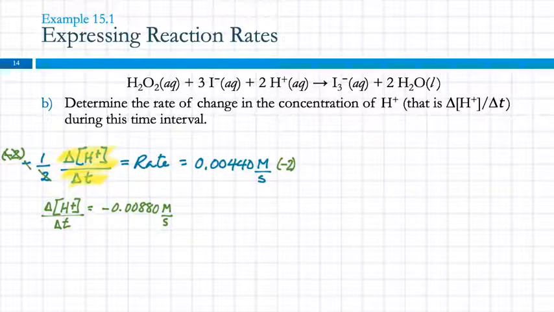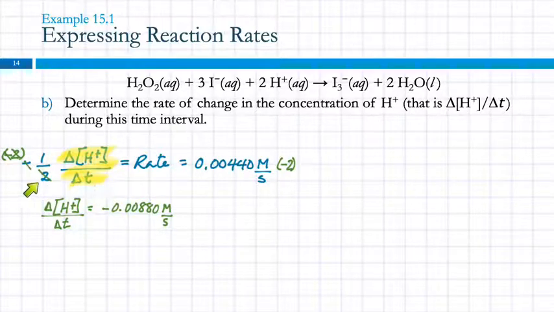Any questions? Can you repeat it? I'm sorry. Yeah, no, that's fine. Which part? What are we calculating? So what they're asking us for here is the rate of change in the concentration of H plus. So that's this part, delta H plus over delta T. That's the rate of change of the hydrogen ion concentration.